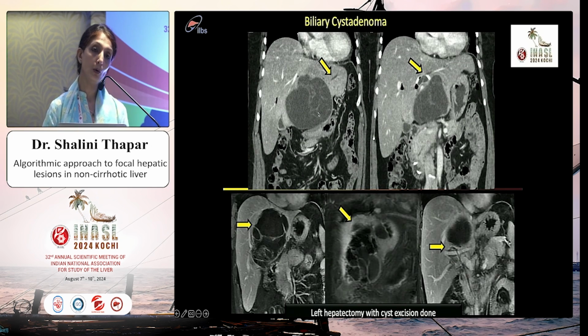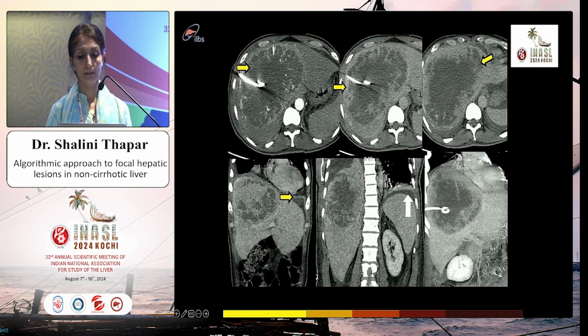This lesion also could be confused with a hydatid, but this is not a hydatid. This is a biliary cystadenoma. These are not floating membranes. In fact, these are septations within the liver. And here is a stent that has been placed, and that is the classical MR picture of a biliary cystadenoma with enhancing septations within this exophytic lesion.